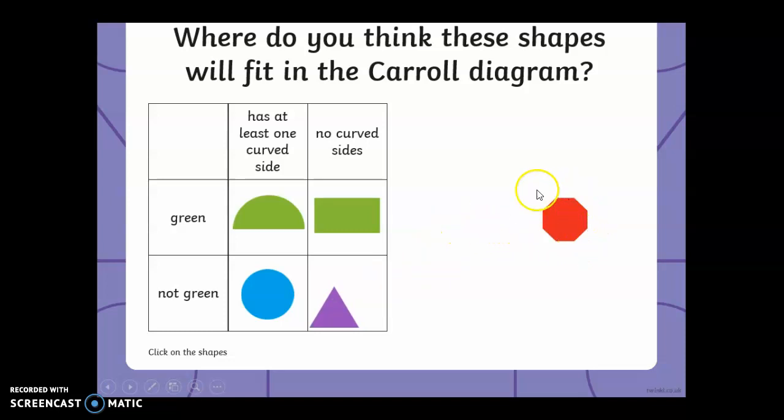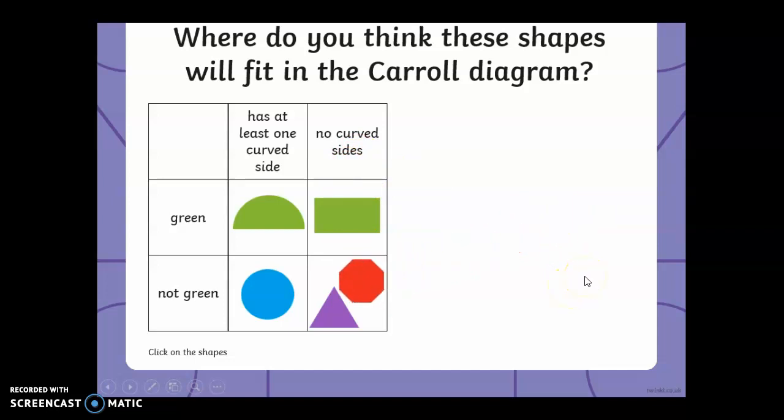What about this shape? It's an octagon. It's an octagon because it has 8 sides. And is it green or not green? I would say it's not green because it's a red shape. Right? So it can go in this category.